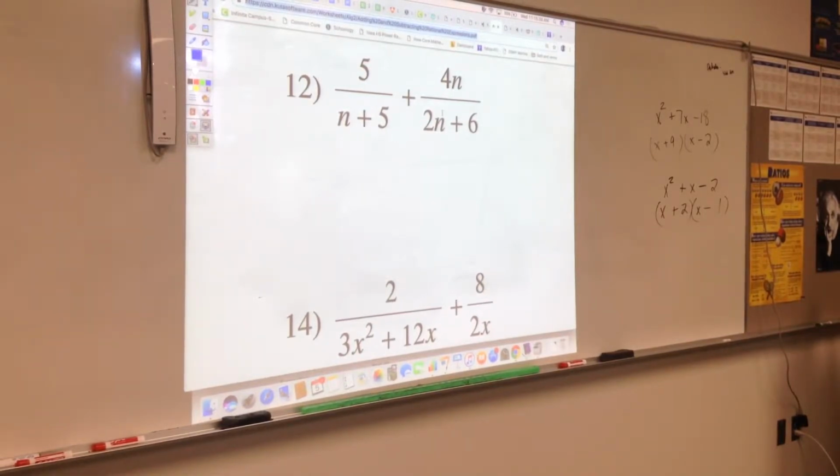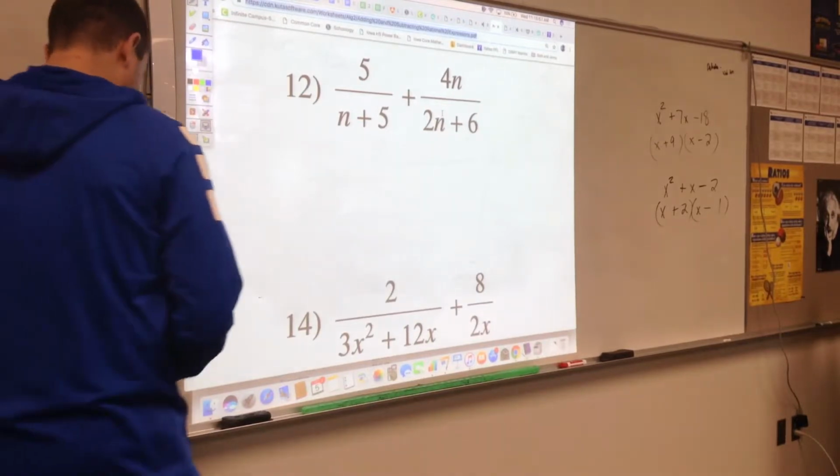Alright, so this one, clearly they don't have the same denominator. One of these fractions, though, can actually be simplified. And if you can simplify fractions first before you go into the addition, I would. Second one. Okay, it'd be like this, guys.